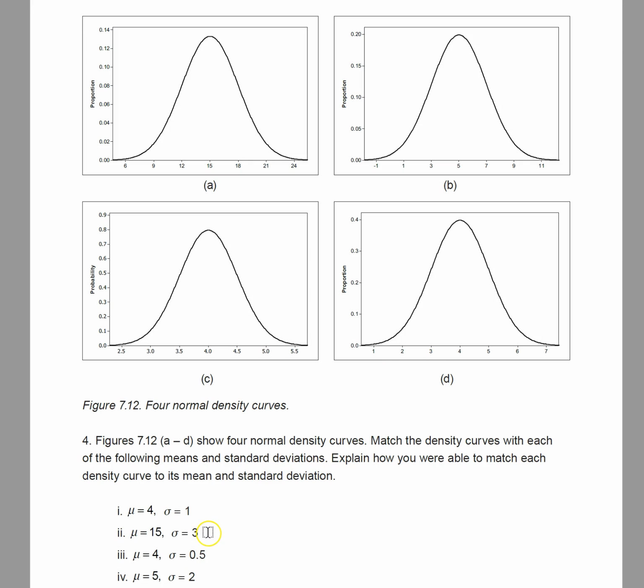Number 2 down below, it has a mean of 15 and a standard deviation of 3. That would be picture A. Mean of 15, and we can see that the standard deviation is 3. Number 3, the mean is 4 and the standard deviation is 0.5. That's picture C. Here our mean is 4, and we're counting either down by 0.5 or up by 0.5. Our next one has a mean of 5 and a standard deviation of 2. So we have a mean of 5 and a standard deviation of 2.